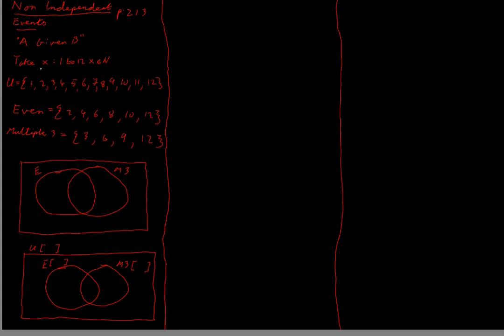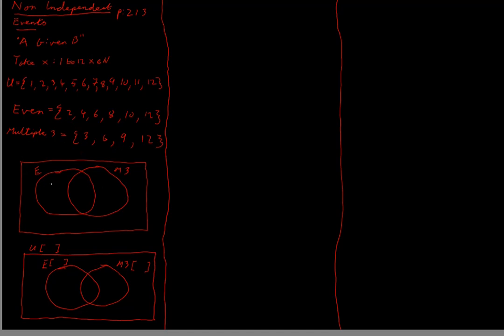So if we take x being the numbers from 1 to 12, x being a natural number, I think in the original question it said integer. I've written out my universe as a set. So this is another opportunity to remind you of set notation, because this comes up a lot in probability questions. So our universe in this case is going to be the natural numbers from 1 up to 12, and the even numbers from 1 to 12 are going to be 2, 4, 6, 8, 10, 12. The multiples of 3 are going to be 3, 6, 9, 12. No new math so far whatsoever.